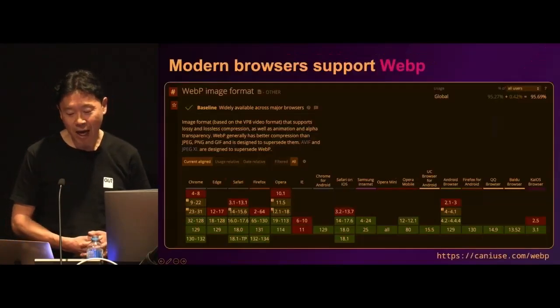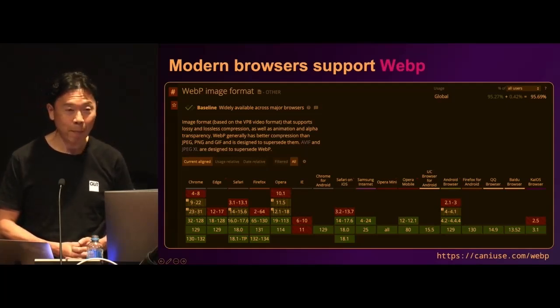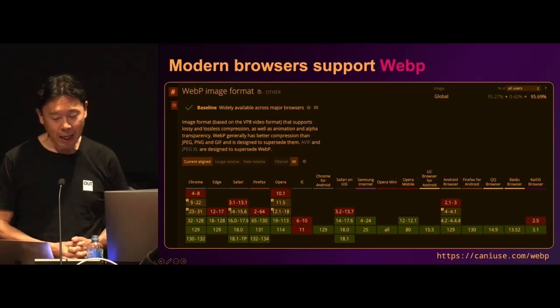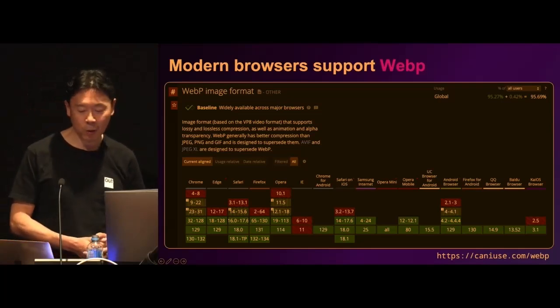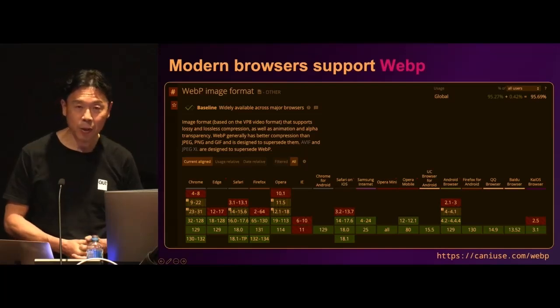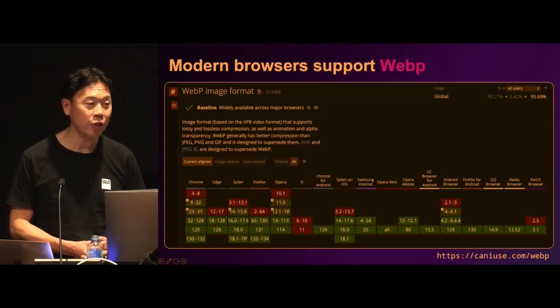WebP and AVIF are newer image formats, but the good news is that most modern web browsers like Chrome, Safari, and Edge already support WebP. According to the Can I Use website, all major browsers now support WebP. So you can start using WebP images on your website without worrying about compatibility issues.